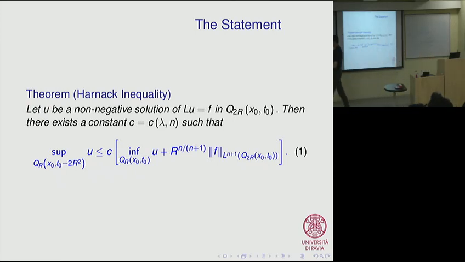So, as I said, the Harnack inequality is: the supremum over Q_r of x naught, t naught minus 2r squared of u is bounded above by a constant times the infimum over Q_r of x naught, t naught of u plus r to the n over n plus 1, then we take the L^(n+1) norm of f in Q_2r of x naught, t naught. So this is my statement.